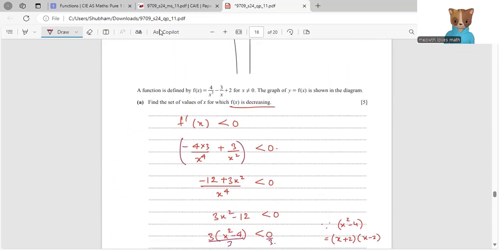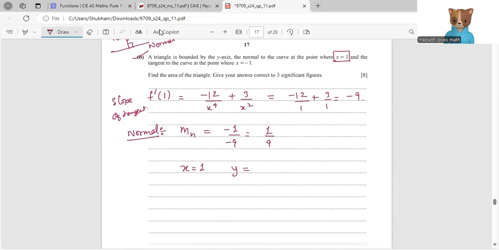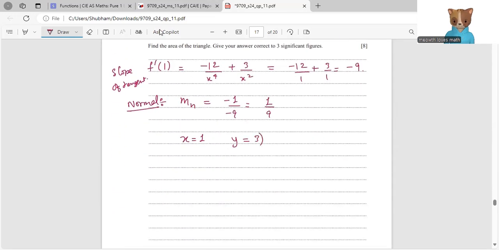So f of 1 I can quickly find. So it will be 4 minus 3 by 1 plus 2. So it becomes 6 minus 3, which is equal to 3. So the point is 1 comma 3, right? So the point is 1 comma 3, and we know the slope. Therefore, equation of normal would be y equal to mx plus c, and therefore y equal to slope is 1 by 9x plus c.